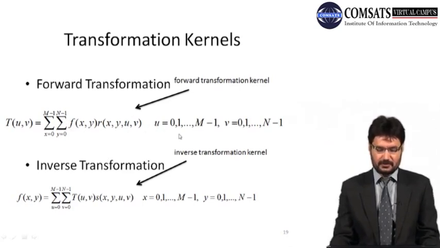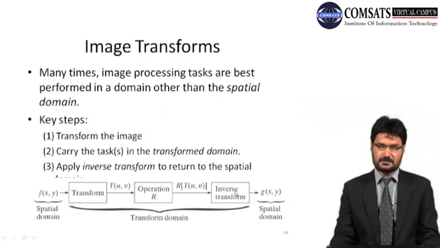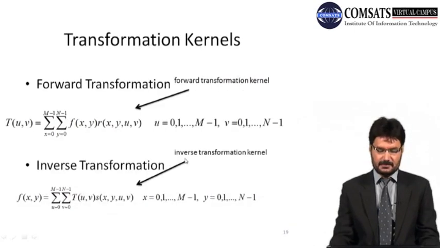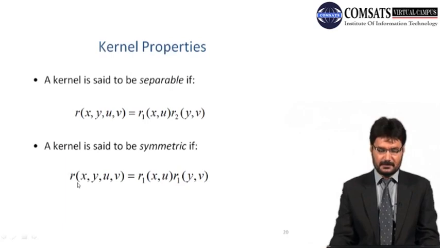u is equal to 0 till m minus 1, and we have v as 0 till n minus 1. And then we need to have this inverse transformation, because we know that the inverse transformation is very important, so that we can get the original image back. So for that reason we also need this inverse transformation, and the formula that we normally use is somehow related like this. Then we have different kernel properties.